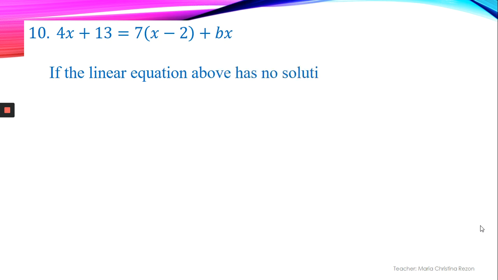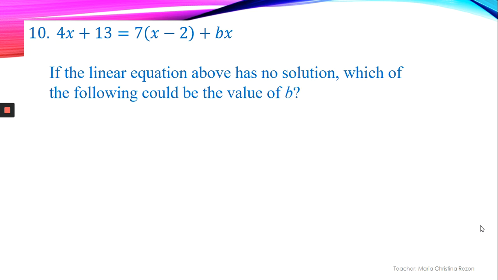The last question is 4x plus 13 is equal to 7 times the quantity (x minus 2) plus bx. If the linear equation above has no solution, which of the following could be the value of b? So you have here 4 choices, and always remember that this equation has no solution. So what will be the value of b?